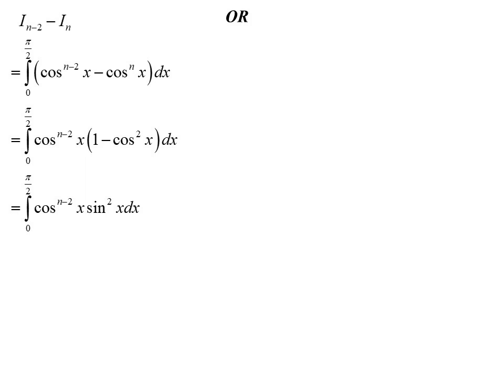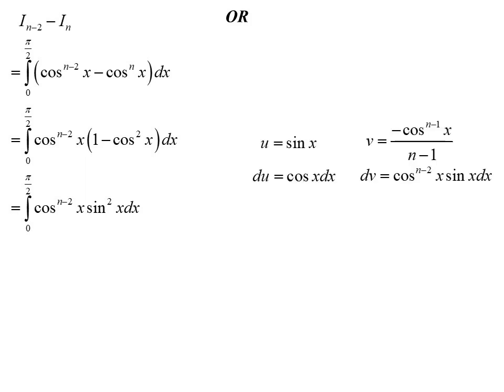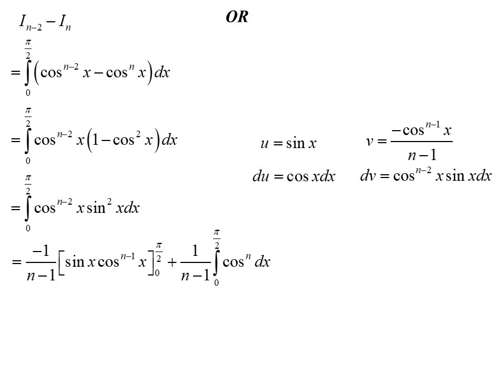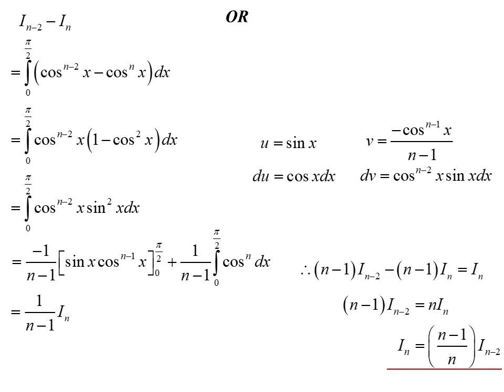Really, it's not going to save me a lot of time. I'm still going to have to use parts to get this out. So possibly not a good approach for this one. But anyway, let's keep going with it. uv minus integral of v du, and we eventually get it there. Was it quicker than the other way? I don't know that it really was. It didn't really save me that much time.